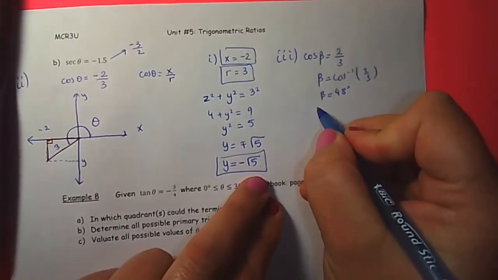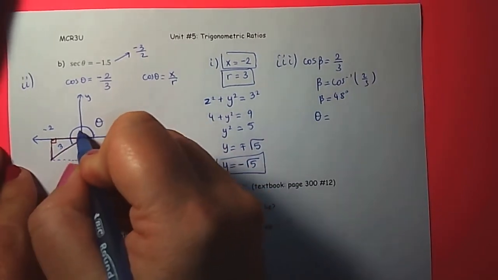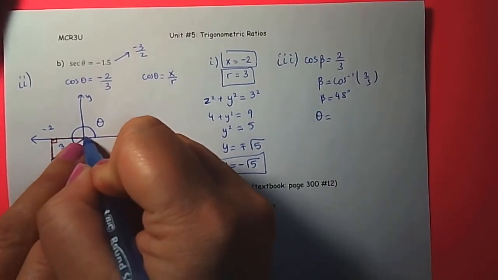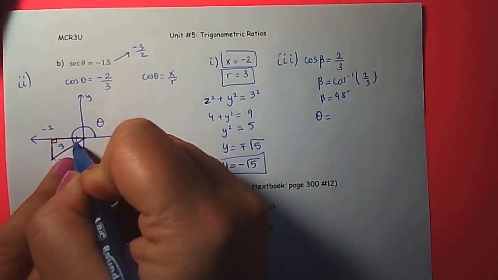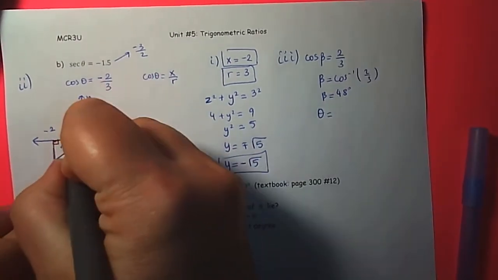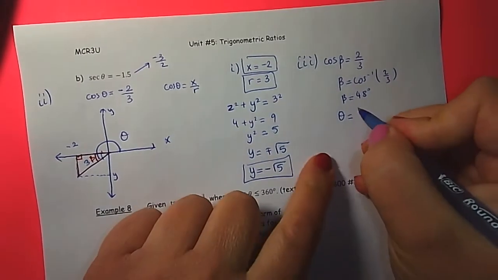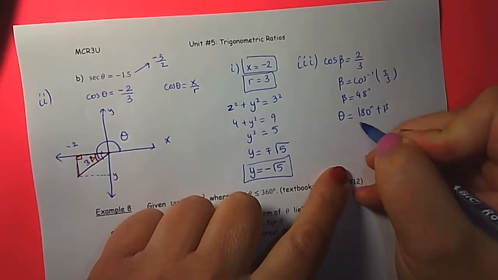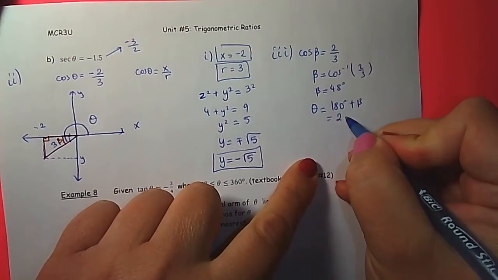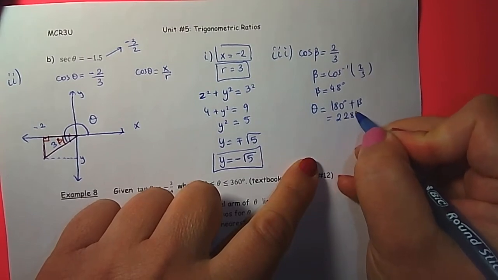48 degrees. Again, we are in the third quadrant. So theta equals 180 plus beta. So again, this piece is beta here. 180 plus beta, 180 plus 48 gives us 228 degrees.